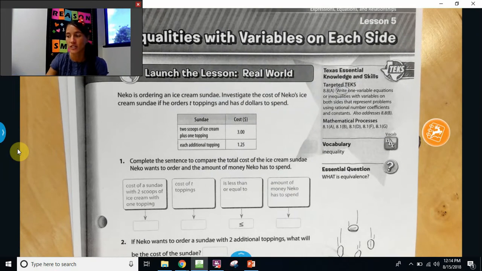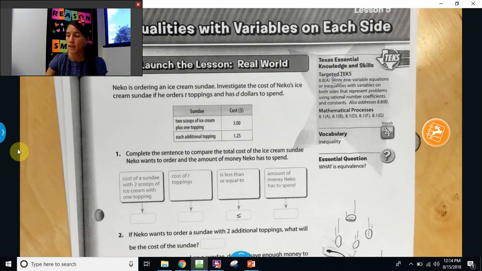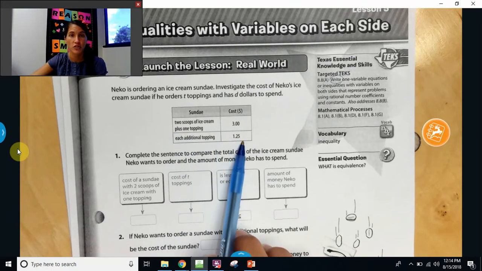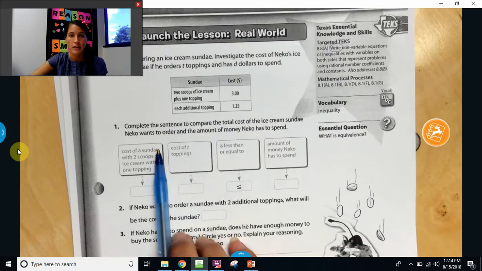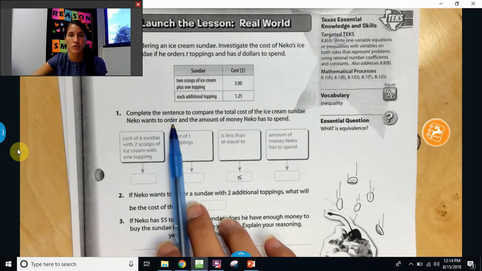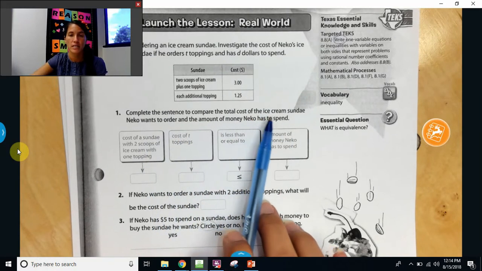So, launch the lesson, real world. Nico is ordering an ice cream sundae. Investigate the cost of Nico's ice cream sundae if he orders T toppings and has D dollars to spend. And you see 2 scoops plus 1 topping is $3, and each additional topping is $1.25. Complete the sentence to compare the total cost of the ice cream sundae Nico wants to order and the amount of money Nico has to spend.